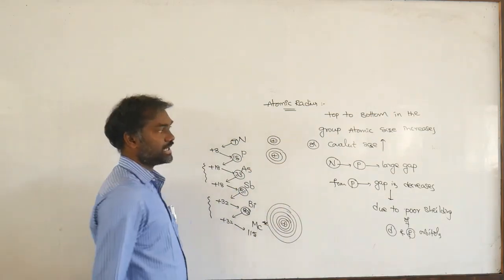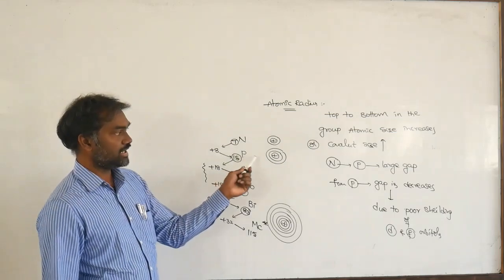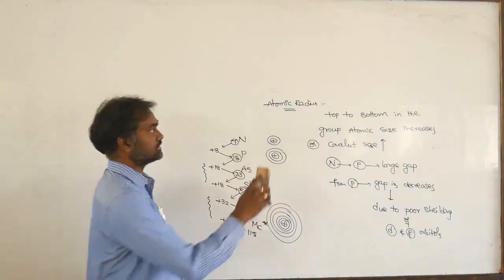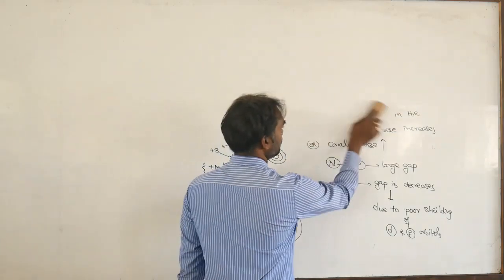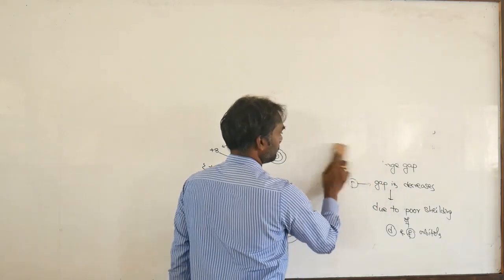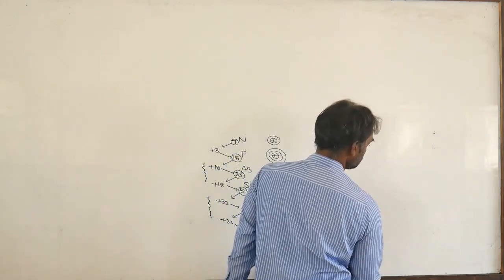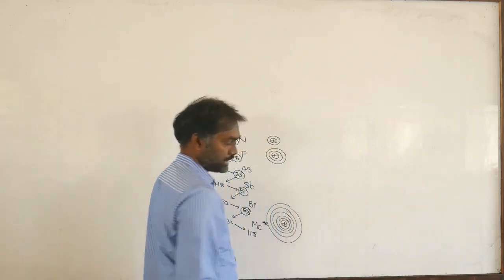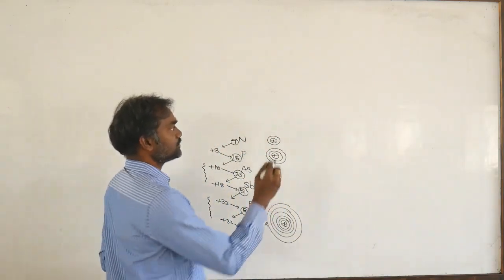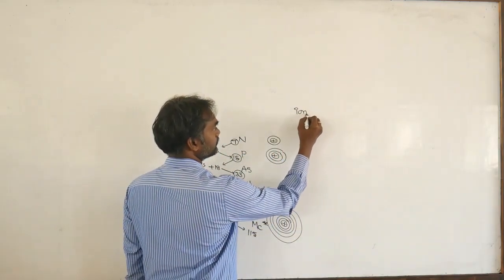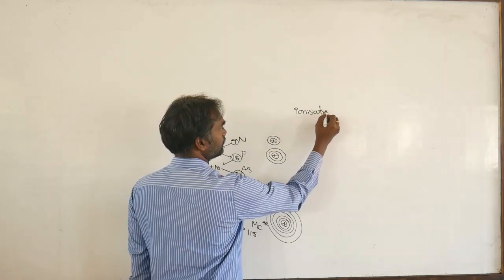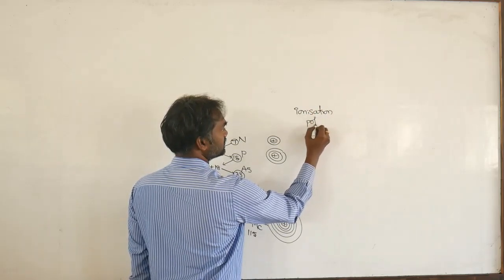Next, suppose you take ionic radius. Ionic radius is continuously increasing. Next, ionization potential.